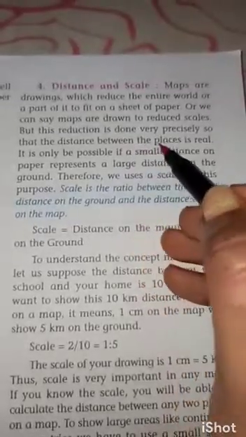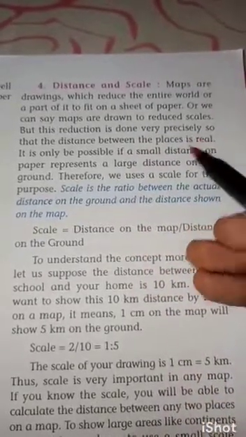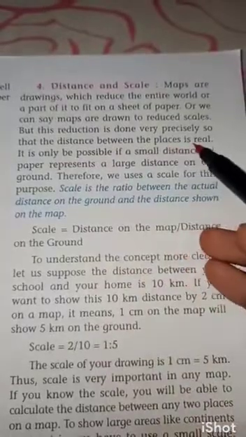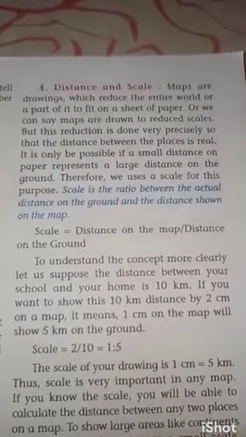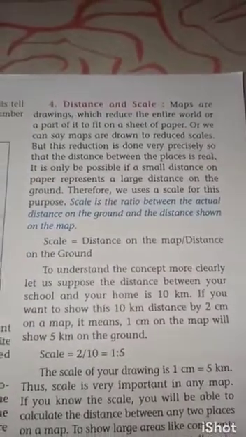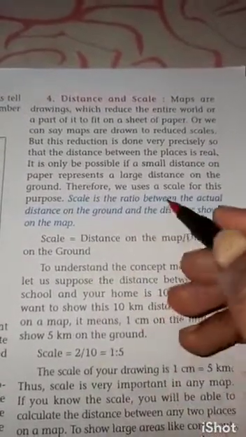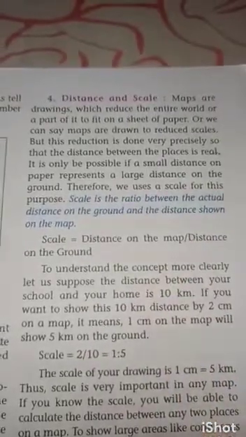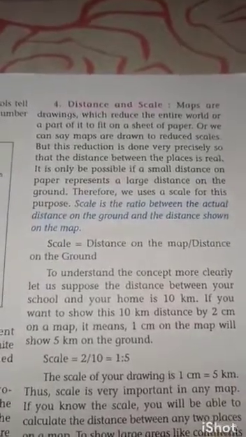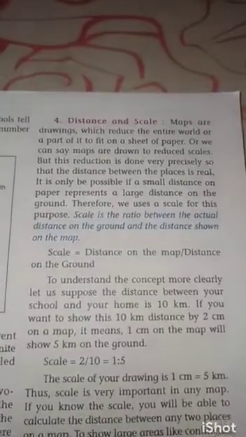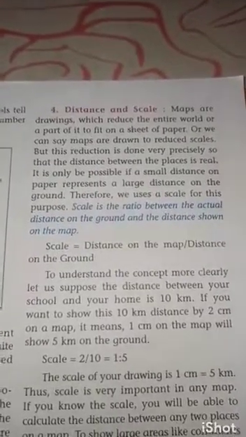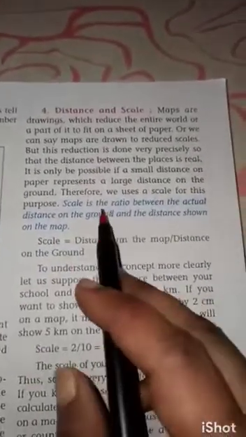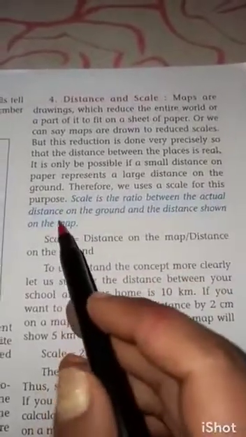But this reduction is done very precisely so that the distance between the places is real. The distance should be accurate even if it is on a sheet of paper. It is only possible if a small distance on paper represents a large distance on the ground. It is only possible with the ratio between the actual distance on the ground and the distance shown on the map. Therefore we use a scale for this purpose.